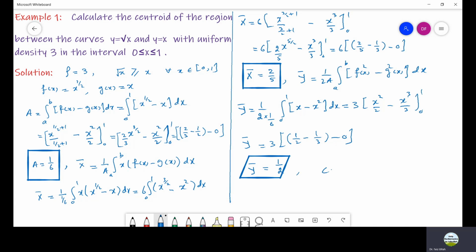Now the final answer, center of mass, is equal to x bar comma y bar. So x bar is 2 by 5, and y bar is 1 by 2, and that is the required solution.